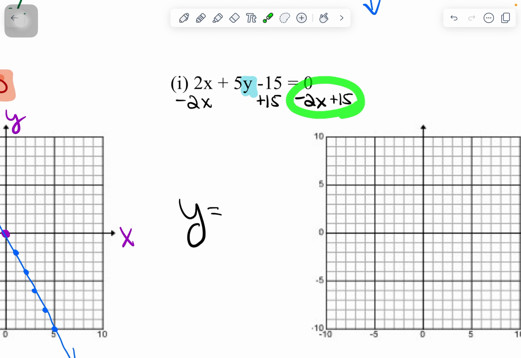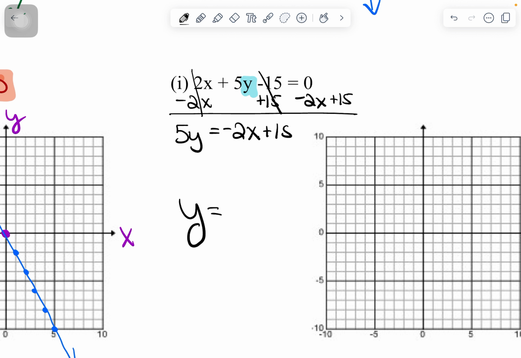These two terms have nothing to do with each other, so subtracting and adding them at the same time, you are more than welcome to do that because they will not interfere with each other. So 2x minus 2x is gone. We're left with 5y. Minus 15 plus 15, that's gone. So this equals 0 plus or minus those pieces. That 0 is not going to change anything. So minus 2x plus 15.